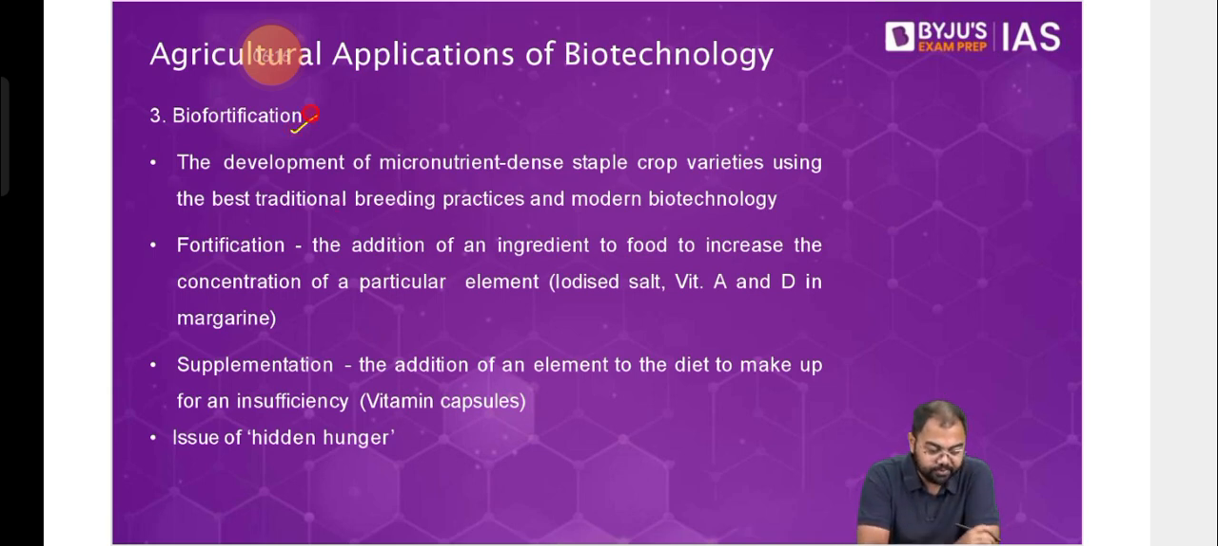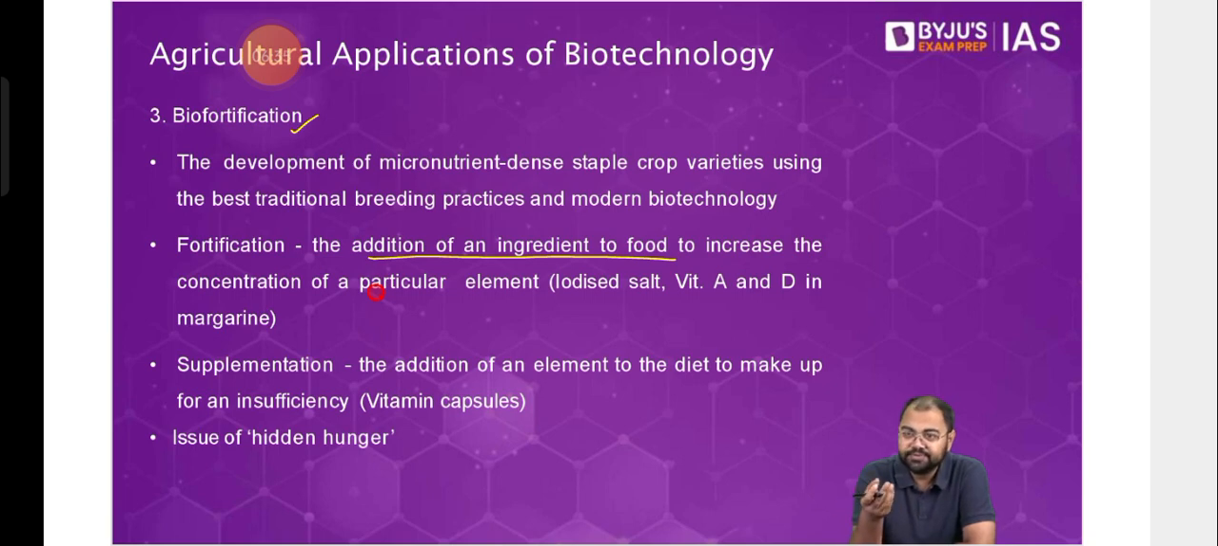Then after that, we have the concept of biofortification. Now what we discussed with golden rice yesterday was that in golden rice you are adding vitamin A. So this kind of process is called fortification, and when we are trying to do that with the help of biotechnology techniques, it will be called biofortification. So fortification basically is addition of an ingredient to food to increase the concentration of a particular element. So there are various ways. Golden rice is an example of biofortification where we are using biotechnology.